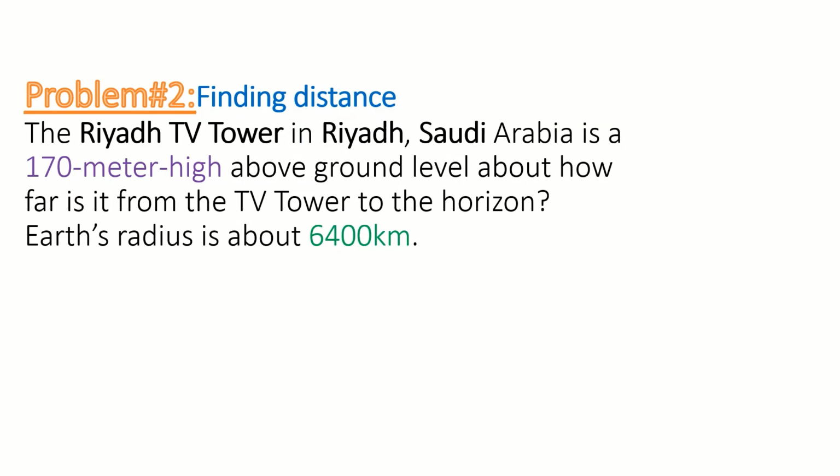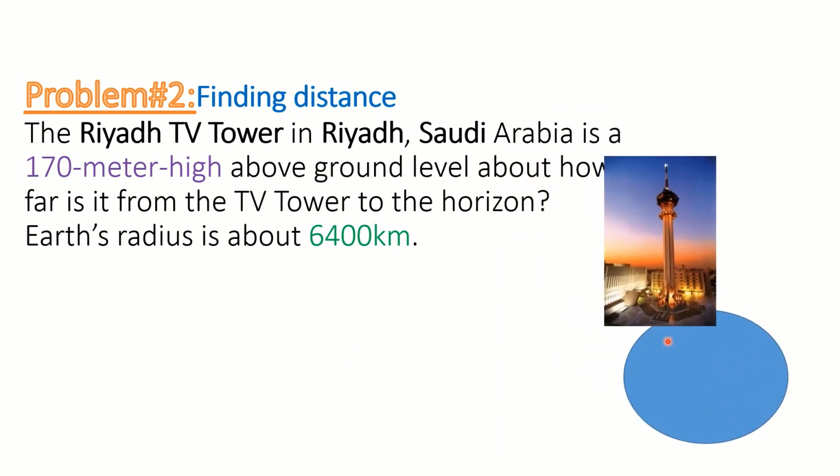Example number 2 is finding distance. The Riyadh TV Tower, Saudi Arabia, is 170 meters high above ground level. About how far is it from the TV tower to the horizon, taking the radius of Earth as 6,400 kilometers? Assume this is the situation. Assume this models Earth, and this is the TV tower.